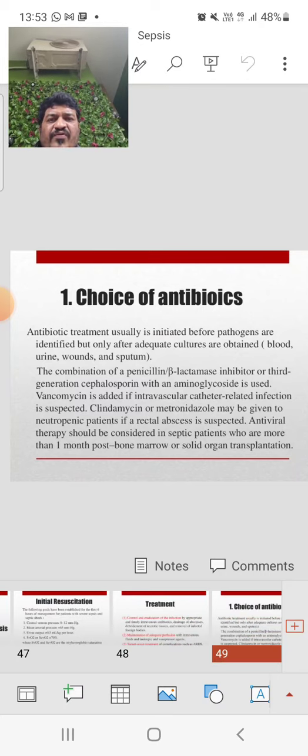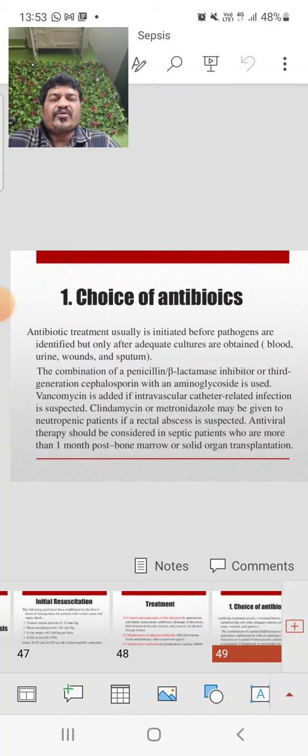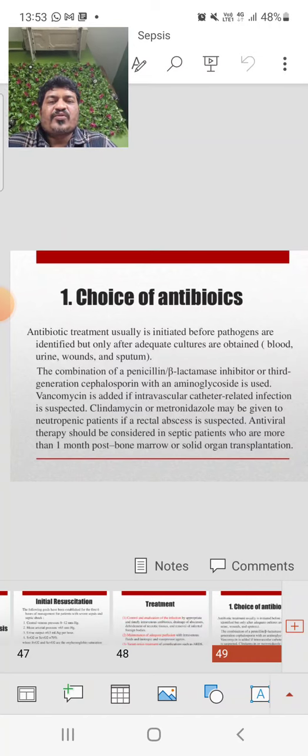What is the choice of antibiotics? Antibiotic treatment usually must be initiated before pathogens are identified, but only after adequate cultures are obtained: blood, urine, wounds, and sputum.